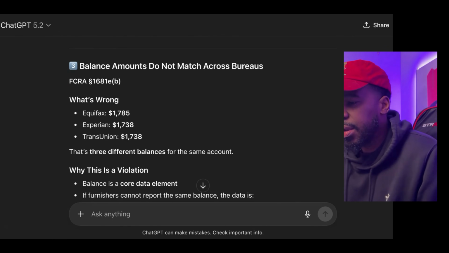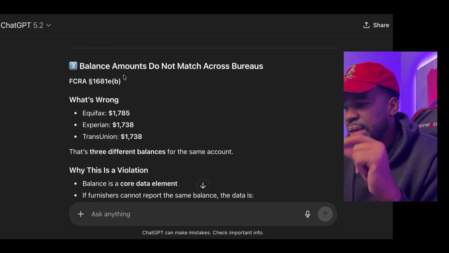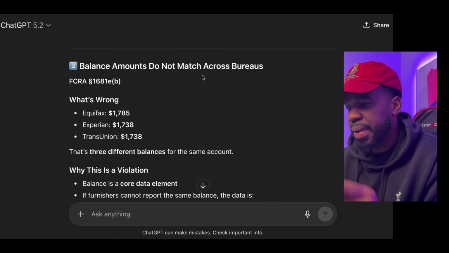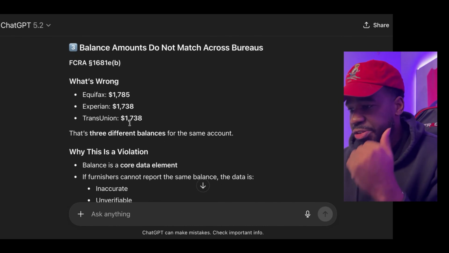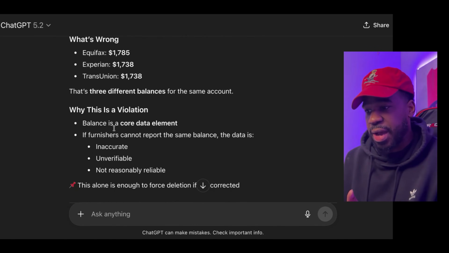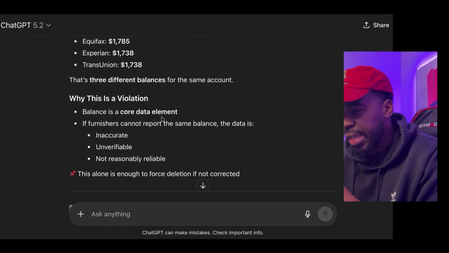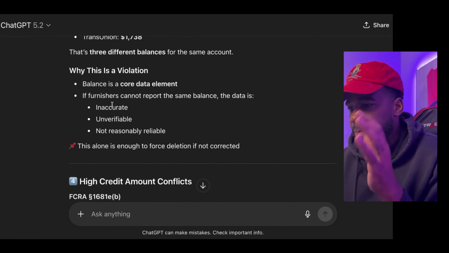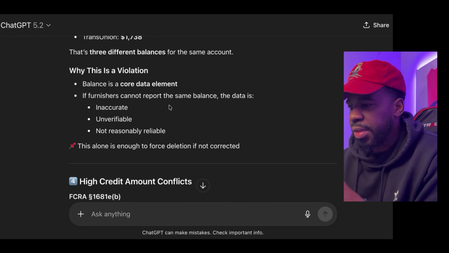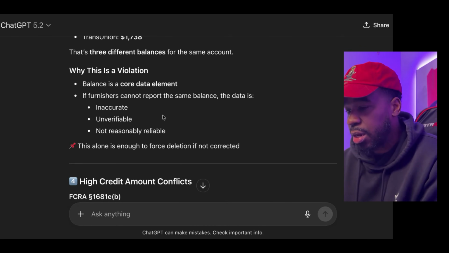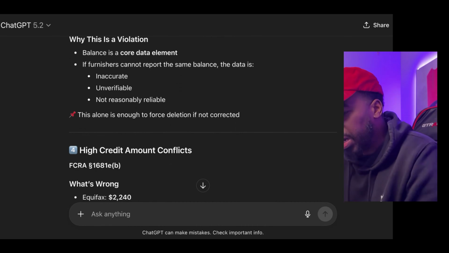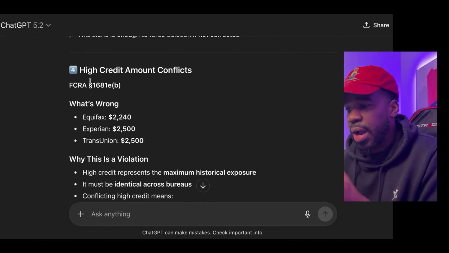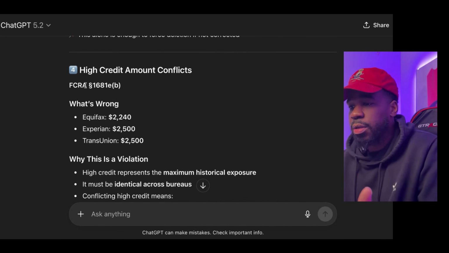So this is the reason why you can get that account removed off your report based off of that violation. Number three, balance amounts do not match across Experian, TransUnion, and Equifax. What's wrong? Equifax shows this balance, Experian shows this balance, TransUnion shows this balance, right? While this is a violation, balance is a core data element. If furnishers cannot report the same balance, the data is incorrect, unverifiable, not reasonably reliable, right? This alone is enough to force deletion if not corrected.